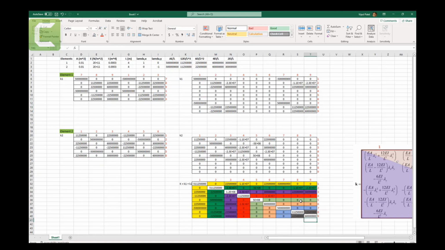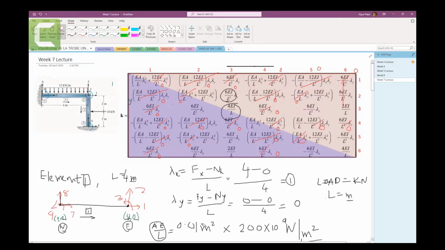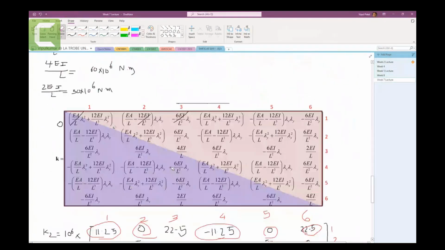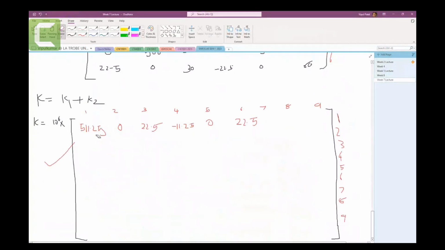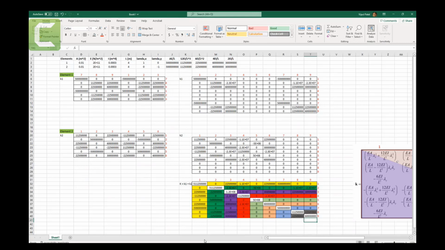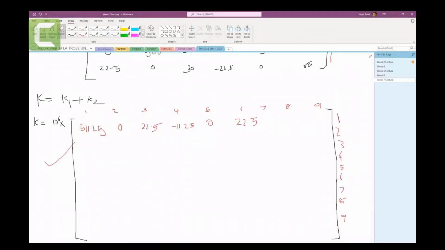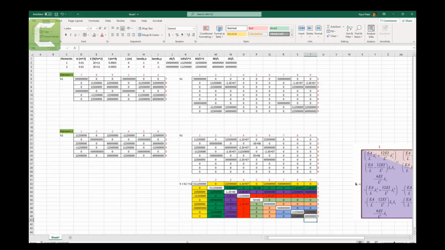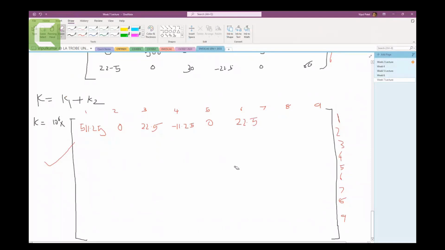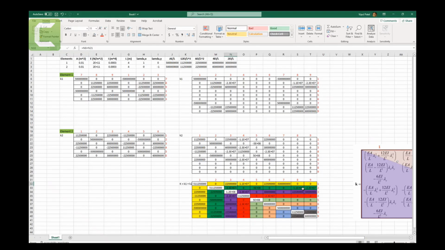OK, we did the hand calculations as well. If you look at the hand calculations here, I think 5.11, 25 times 10 to the power 6 is similar. Yeah, 5.11. You can see that is similar. 0, 22.5, 0, 22.5 similar, right? So the hand calculations are matching with this one. 789 is here. OK, so any questions so far on getting the capital K?